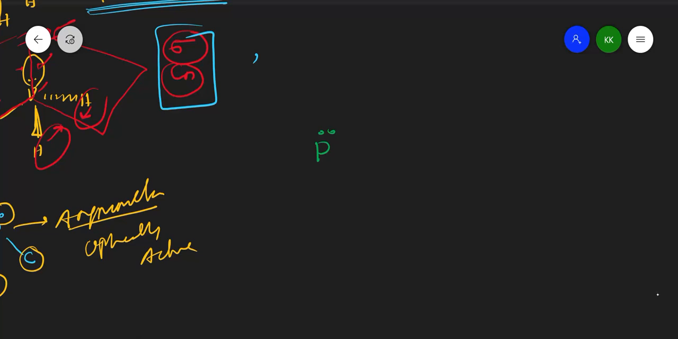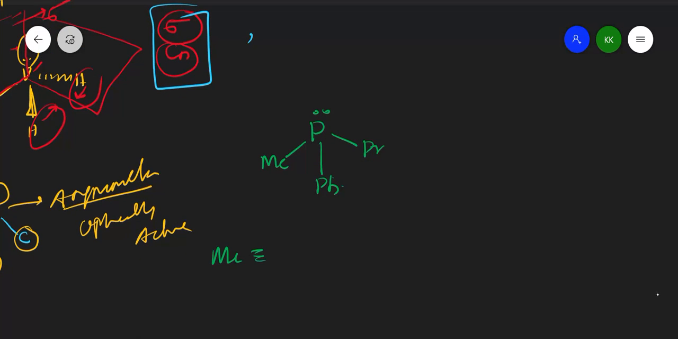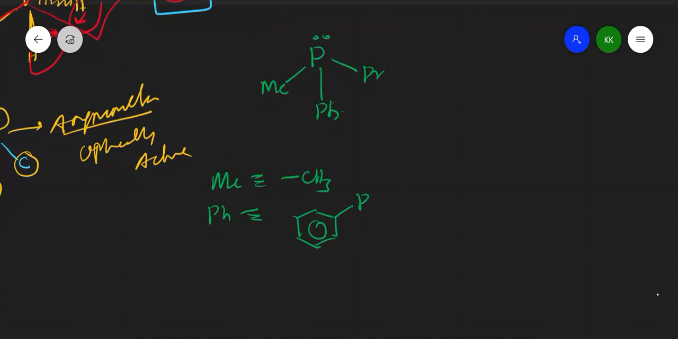The compound is phosphorus with a lone pair, attached to methyl, CH3, which I will write as Me. Sorry, they did not take ethyl; they took methyl, a benzene ring phenyl, and propyl. You should know that methyl is equivalent to CH3. If I write Ph, it is equivalent to the benzene ring attached to phosphorus, phenyl. Pr means propyl. Propyl means CH3, CH2, CH2, attached to phosphorus like this. Three carbons means propyl, one carbon means methyl, and this is phenyl.